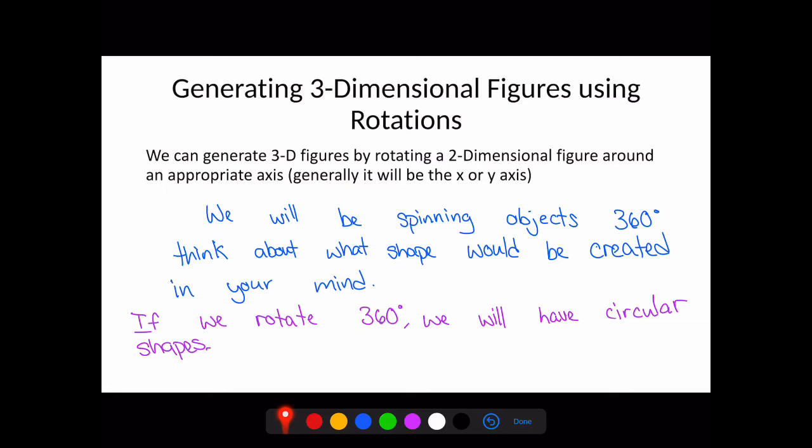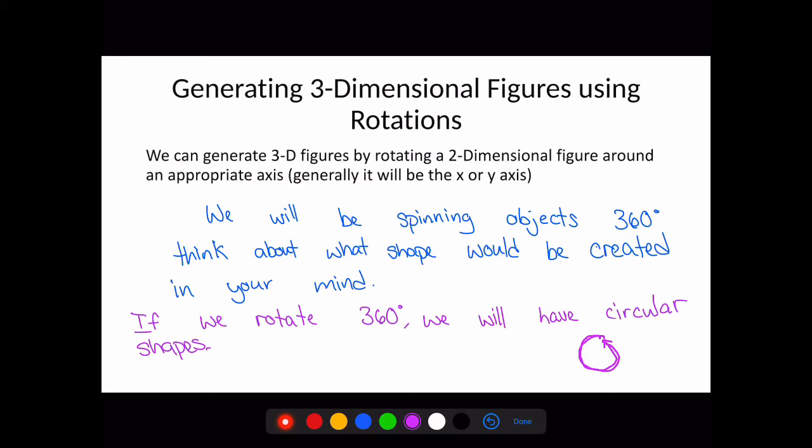So, all we're doing here is taking objects and spinning them around in three dimensions. If we spin them around 360 degrees, that two-dimensional figure will suddenly become a three-dimensional object. Now, along with this, we have a very important note here. If we rotate an object 360 degrees, that means a full circle. Well, then we're going to have circular shapes, because anything that's moving 360 degrees creates a circular shape.